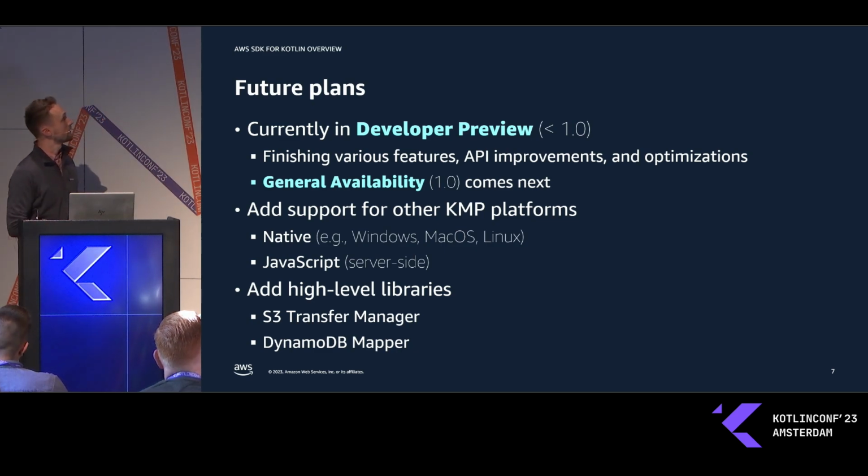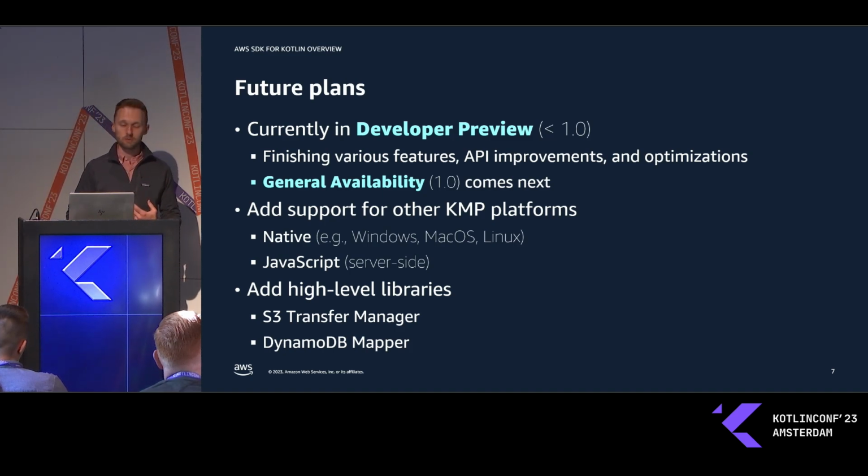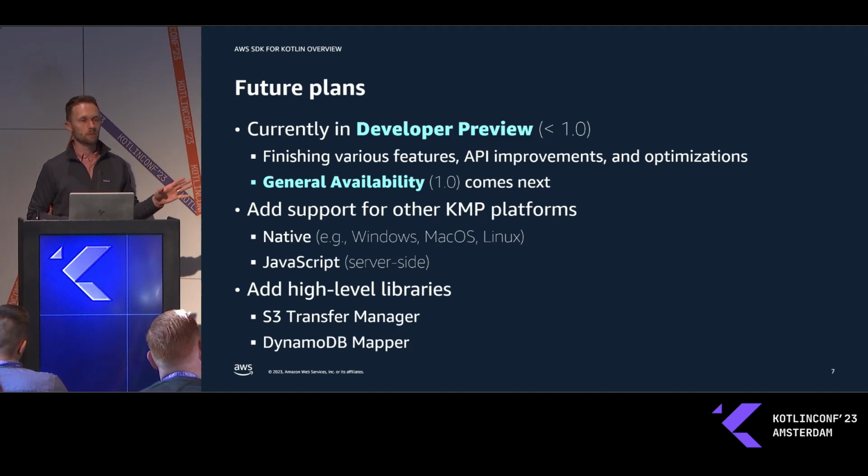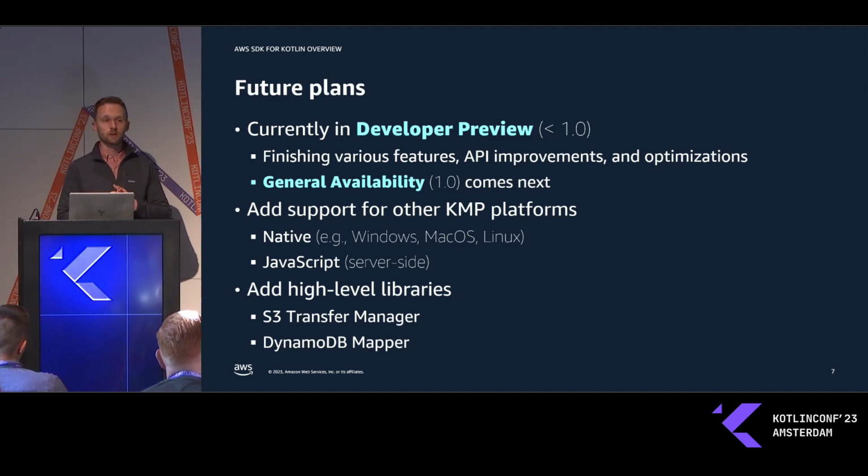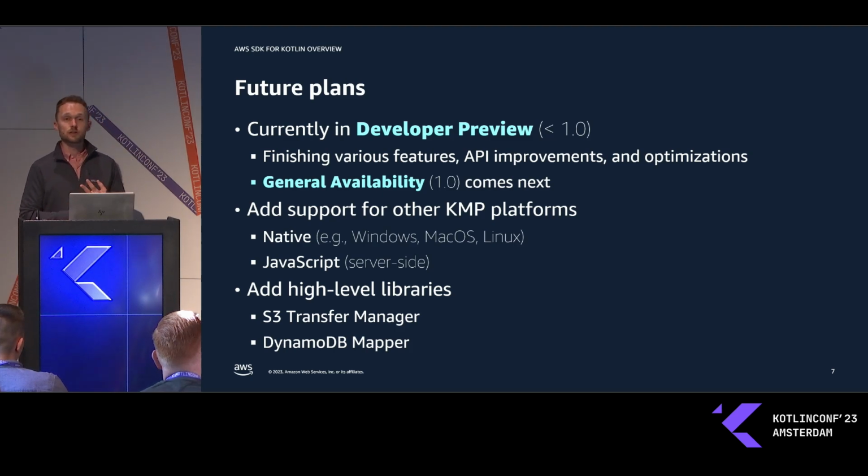After we go to general availability, our next big task is going to be to add support for additional KMP platforms. So as I mentioned, JVM is what we support today. We want to take a look at native next, possibly JavaScript for the server side after that, and additional KMP platforms as they stabilize and become mature.